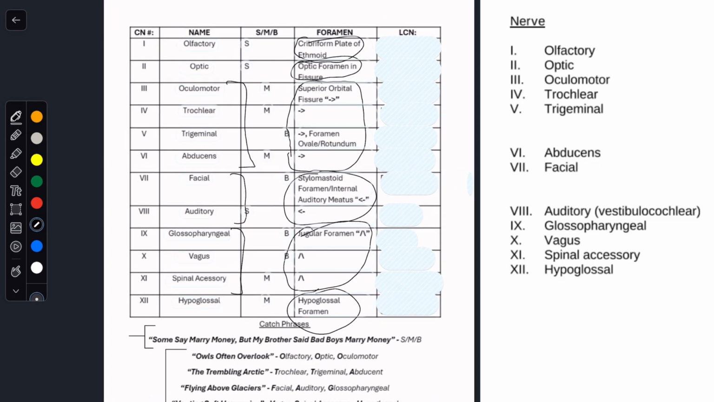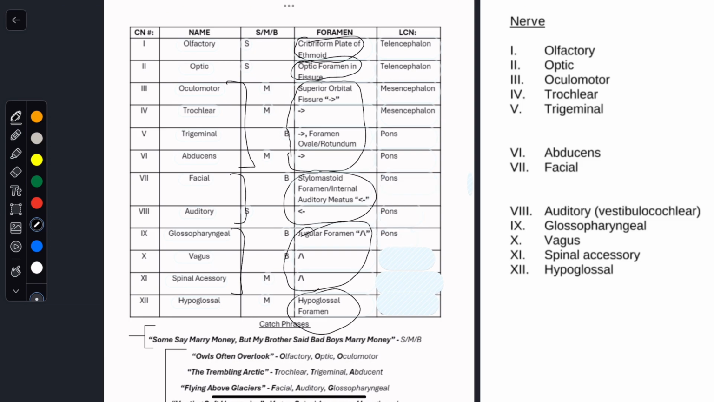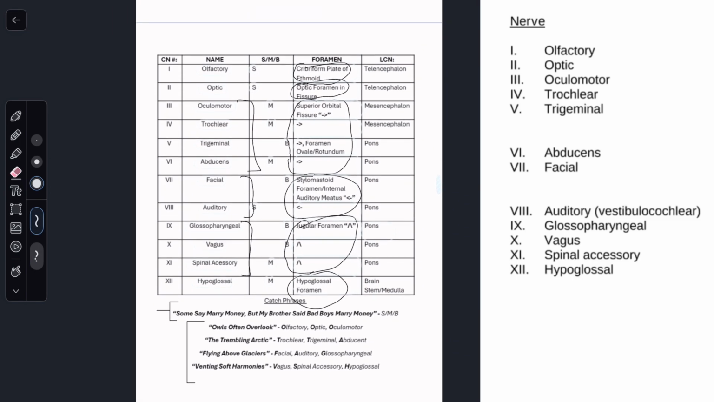Okay, now going over the location. Olfactory is located in the telencephalon. Again, I went over this in the first few minutes of the video. Optic is also telencephalon, then mesencephalon, and then for trigeminal, it's located in the pons, abducens pons, facial pons, auditory pons, glossopharyngeal pons, vagus pons, spinal accessory pons, and then hypoglossal in the brain stem/medulla. Cool. Okay, that should be it.